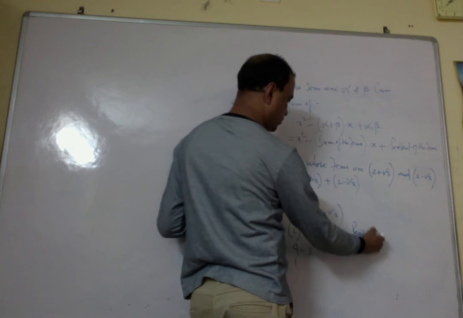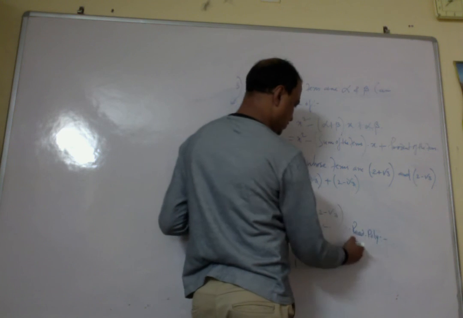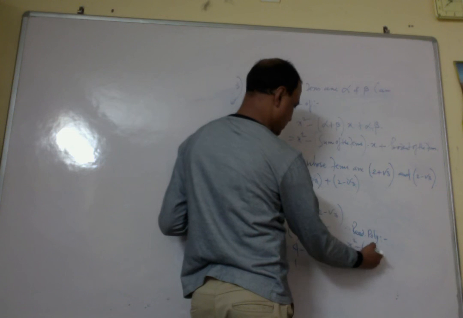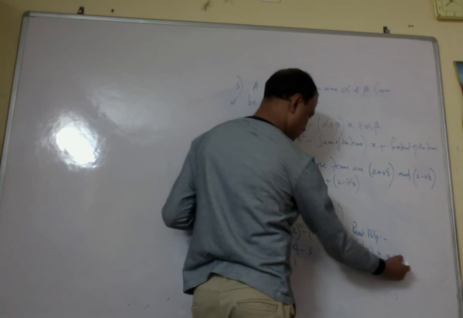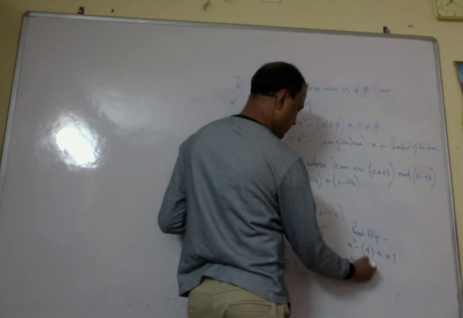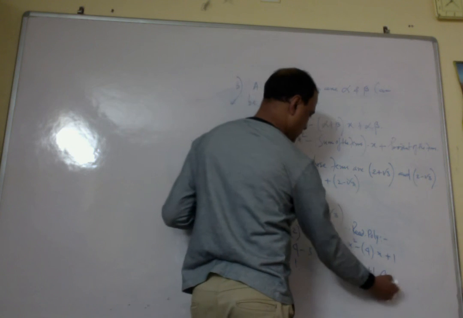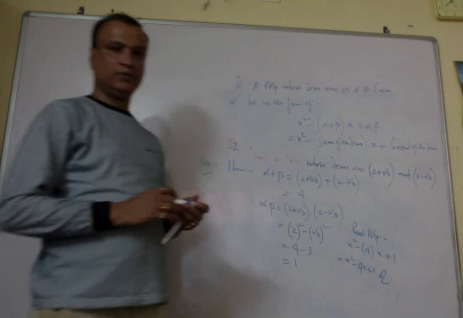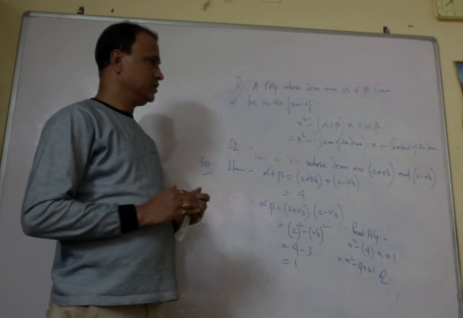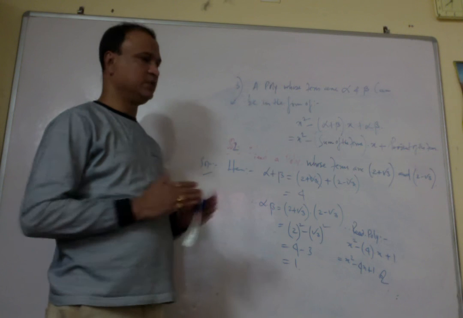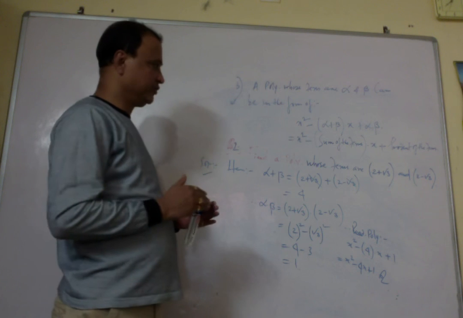Therefore, the required polynomial is x square minus (alpha plus beta, which is 4) into x plus alpha beta, which is 1. Finally, x square minus 4x plus 1. So this way you can solve the sum. Okay. So today I want you to solve this much sum based on the quadratic polynomial.